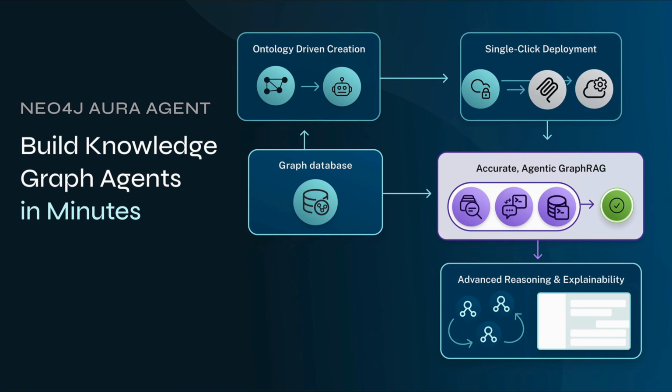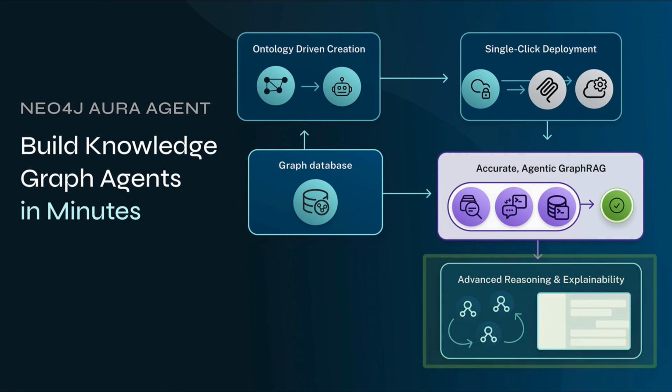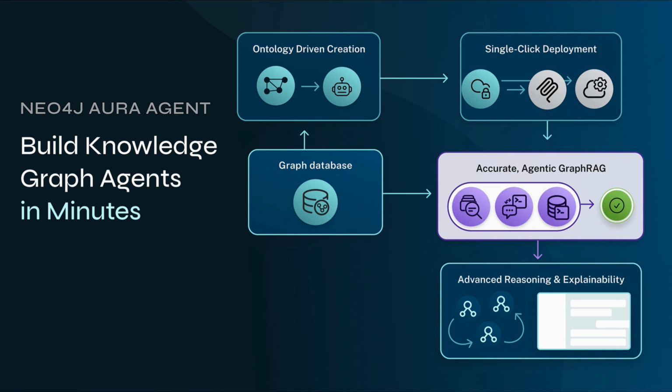So we see how Neo4j Aura Agent lets you rapidly build agents in minutes with ontology-driven AI, accurate GraphRAG, transparent graph reasoning for trust and explainability, and single-click secure deployment, all through an intuitive, low-code UI. Get started with Neo4j Aura Agent today to build expert AI grounded in knowledge graphs.